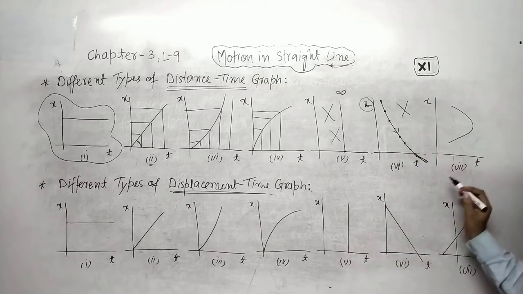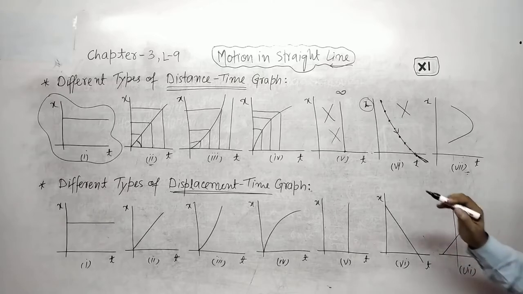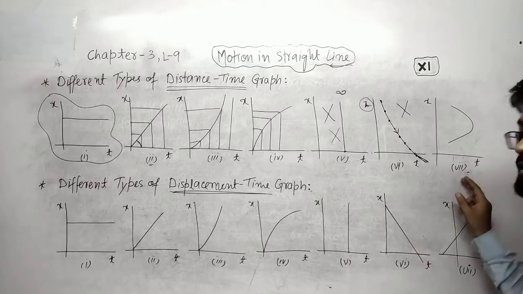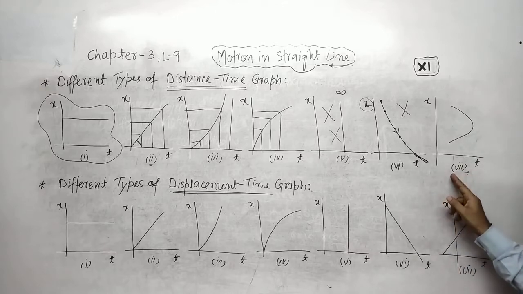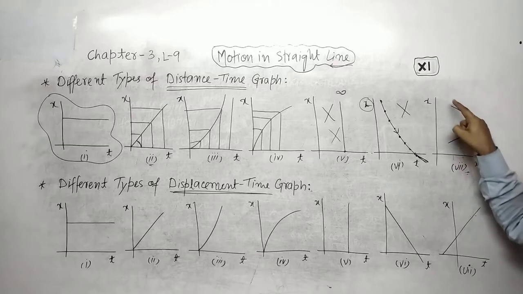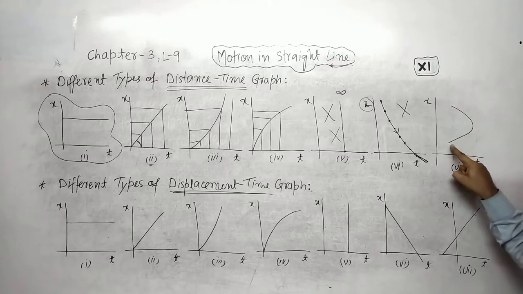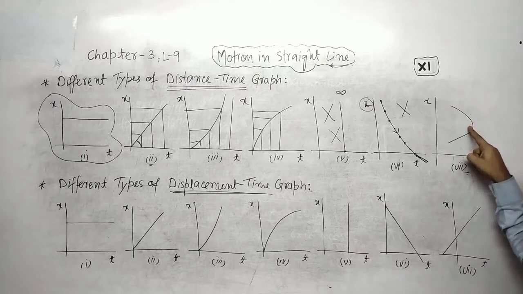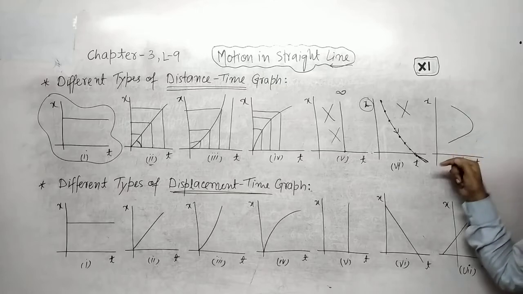Now let us move toward the last graph of the distance-time graph. The seventh graph shows that here from this point to this point, distance is decreasing, also distance is decreasing, but here time from this point to this point is increasing, it is valid, but here time is decreasing.